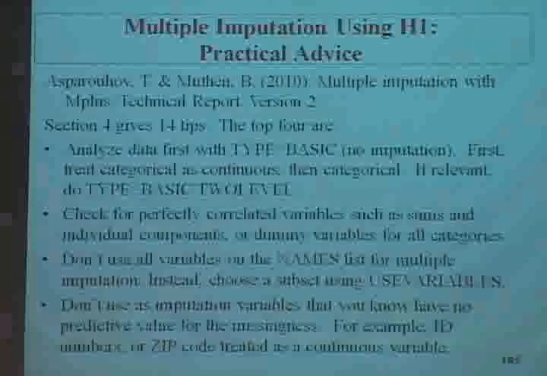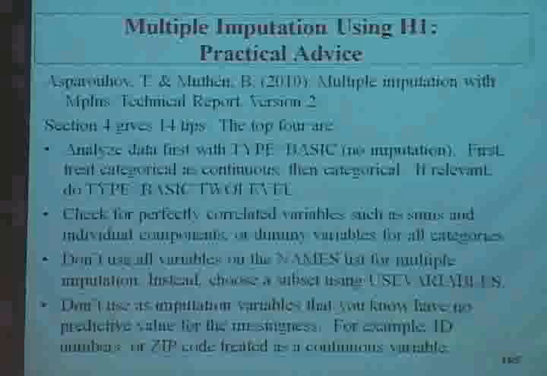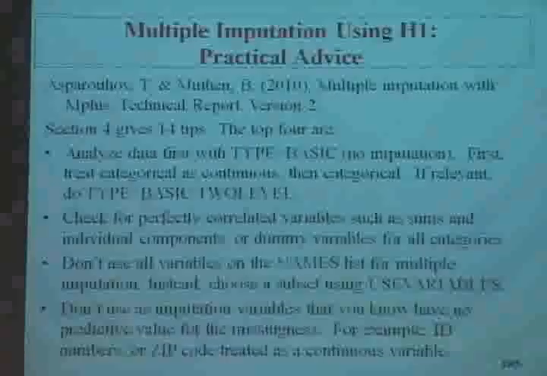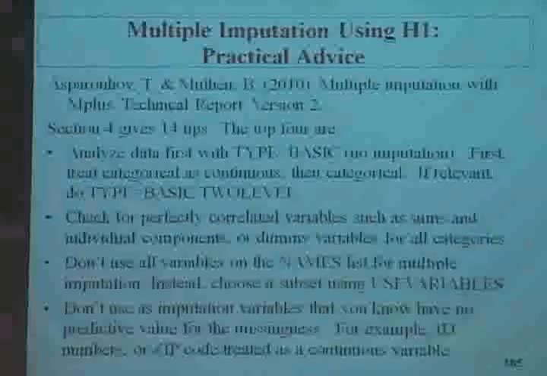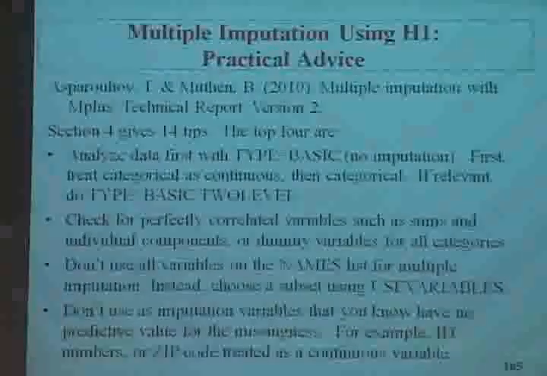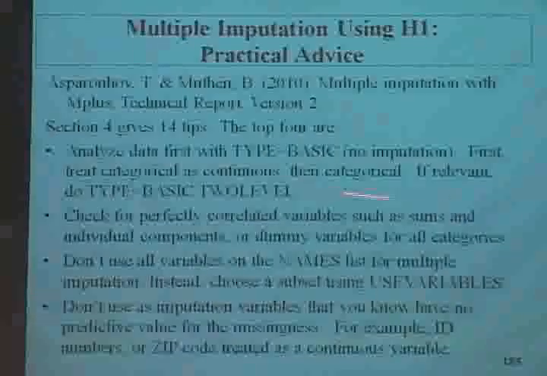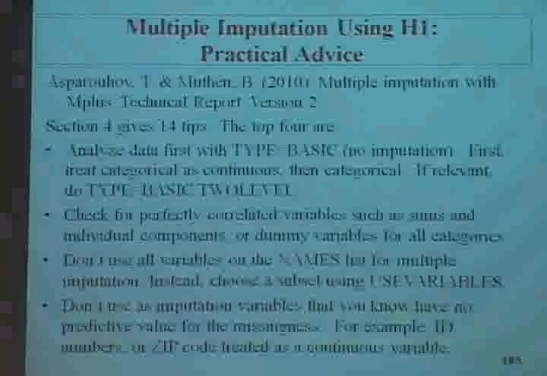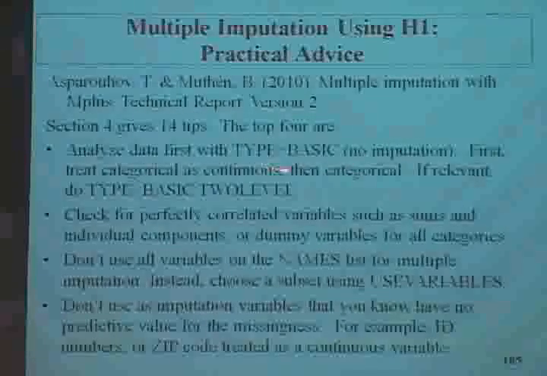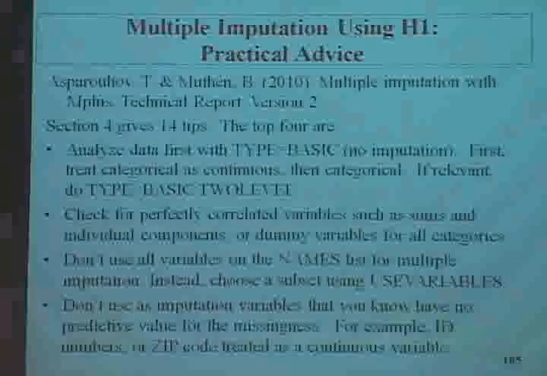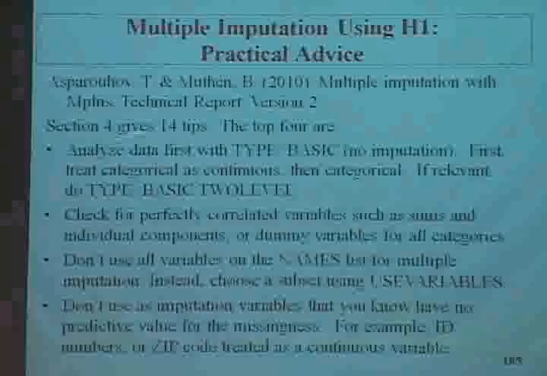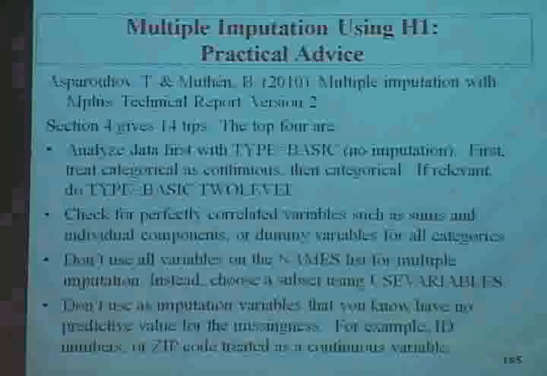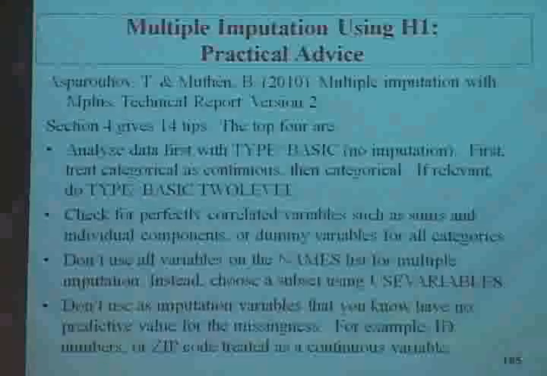For example, if you have two variables that are identical for some reason in the data set, that's going to cause huge problems in the imputation because it can't work with correlated variables like that. So cleaning up the data set is the first step before the imputation. You can also use type equals basic to analyze the categorical data as such. And if the data is Twolevel, you can also try type equals basic Twolevel, just to get a feel for your data.